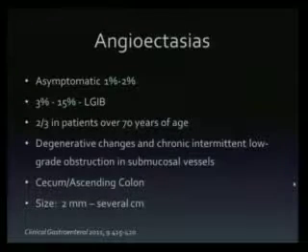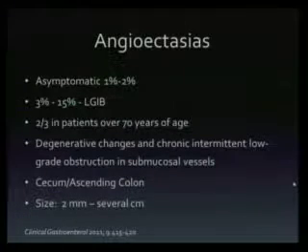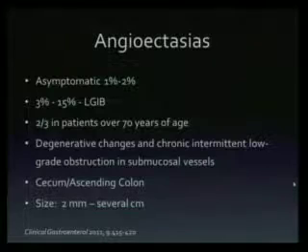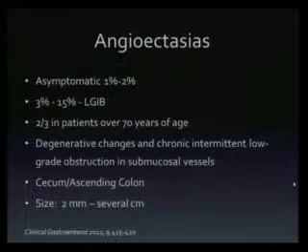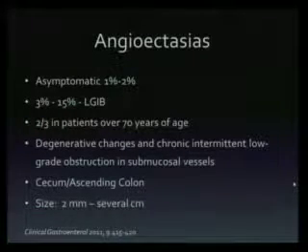And the reason why this happens is that there are degenerative changes and chronic intermittent low-grade obstructions that occur in these very small vessels and the submucosal vessels that lead to the development of these angioectasias. And these are very small vessels that are having difficulty determining whether they want to be arterial or venous-like. And they often will present on the very surface of the mucosa.